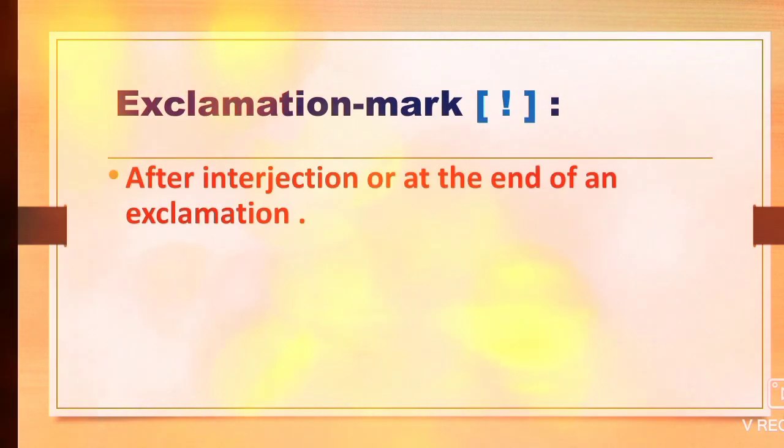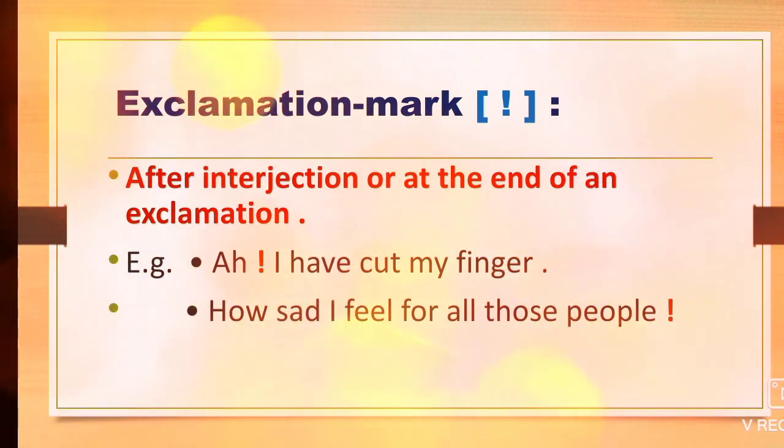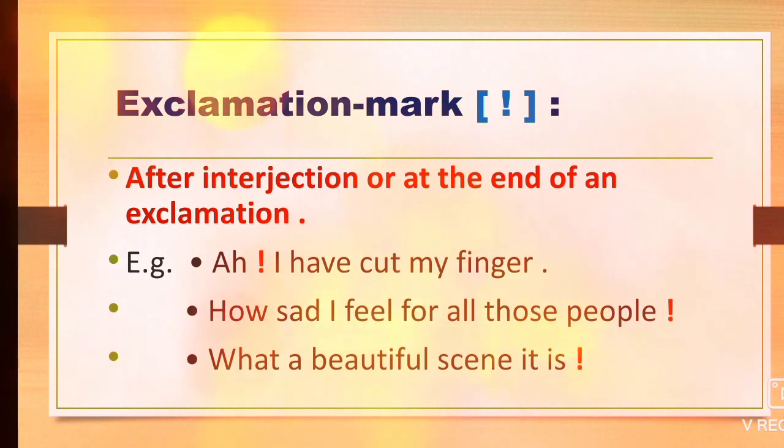Exclamation mark. After an interjection or at the end of an exclamation. For example, Ah, I have cut my finger. Then, How sad I feel for all these people! Here you use exclamation marks. What a beautiful scene it is! It means when you express your strong feelings, at that time you use exclamation marks here, and when you use interjection words, at that time you use an exclamation mark after the interjection.